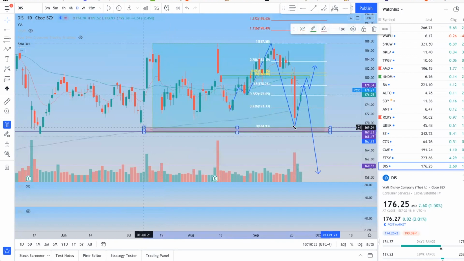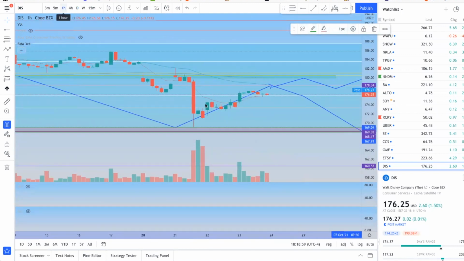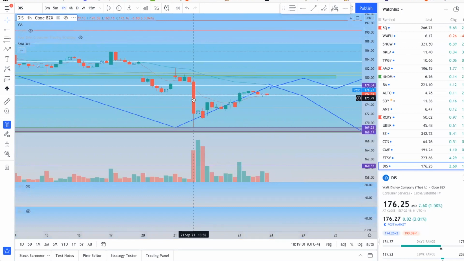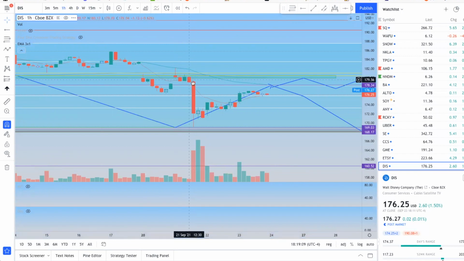It bounced during the day. If I go to the 1 hour, okay, so that was the open. It opened, went down. That was lunchtime, right?